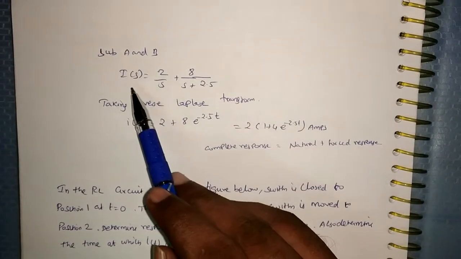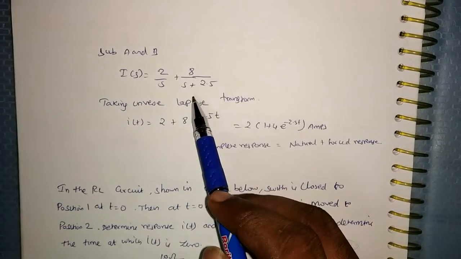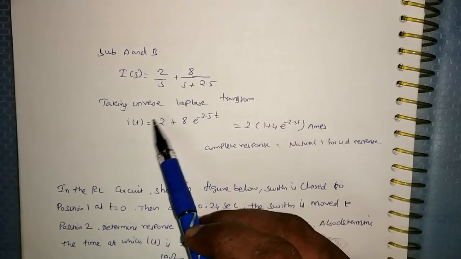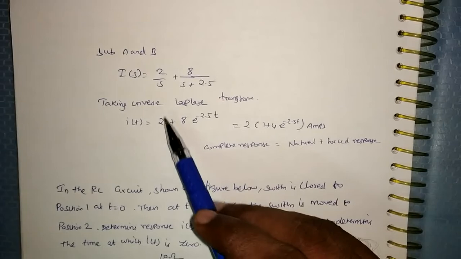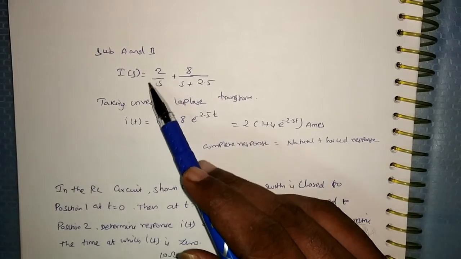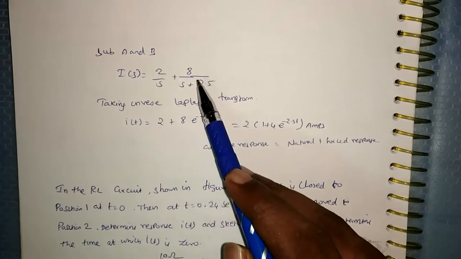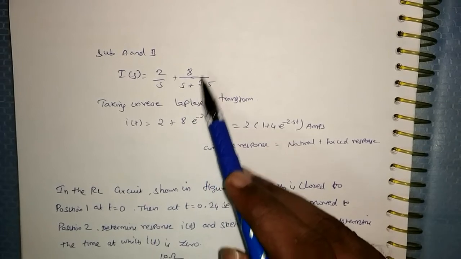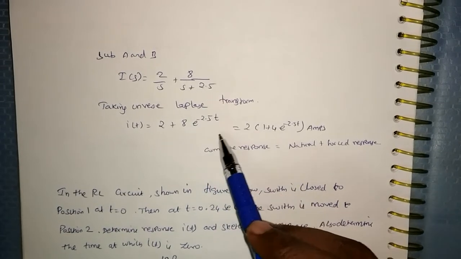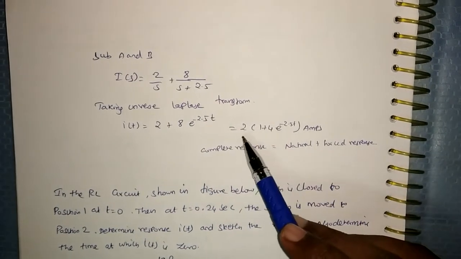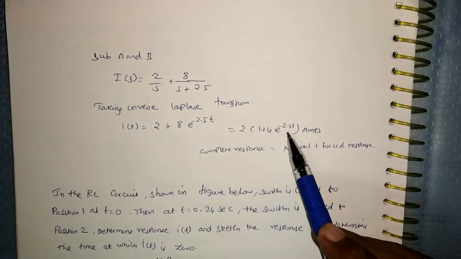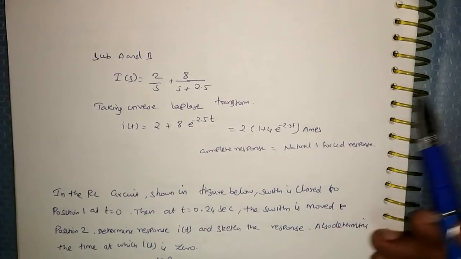So we're going to get I of s equal to 2 by s plus 8 by s plus 2.5. While taking the inverse Laplace transform, 2 by s gives 2. 8 by s plus 2.5 gives 8 multiplied by e power minus 2.5 t, which is equal to, taking 2 outside, 2 times 1 plus 4 e power minus 2.5 t amperes.